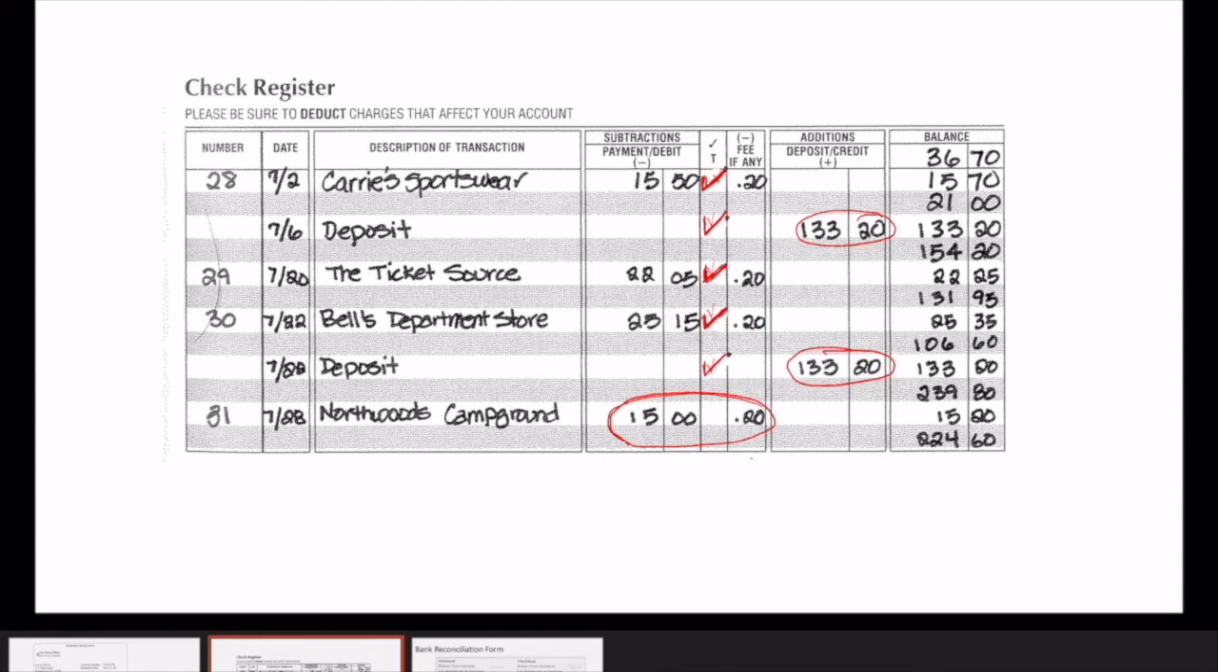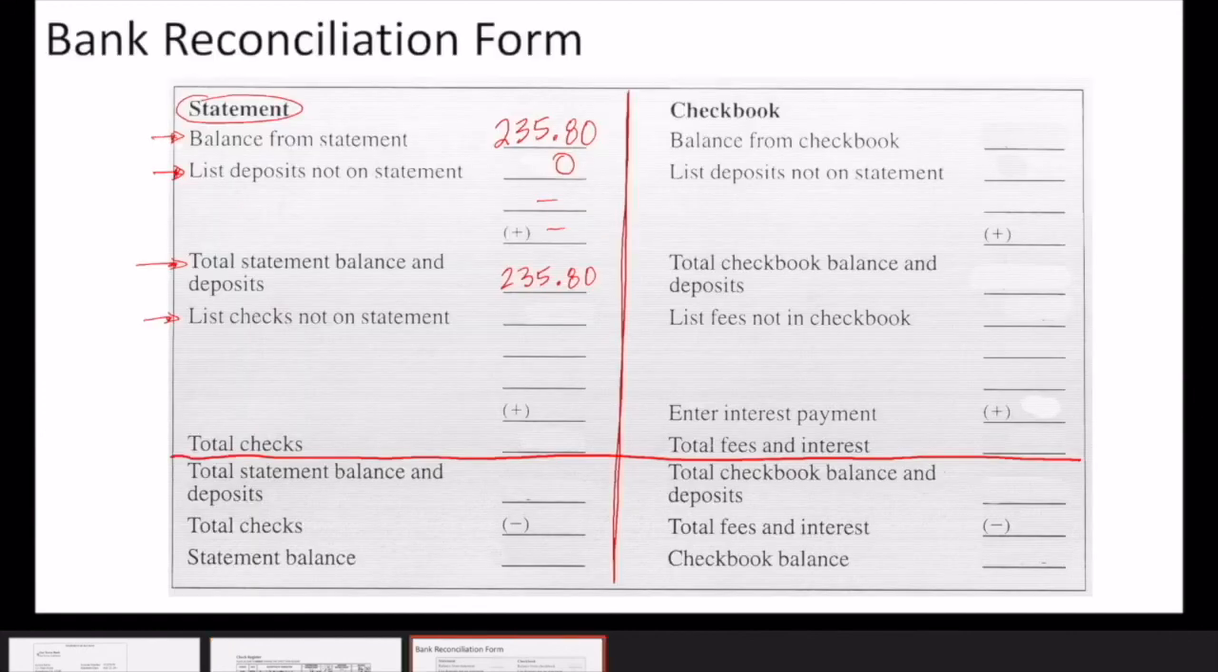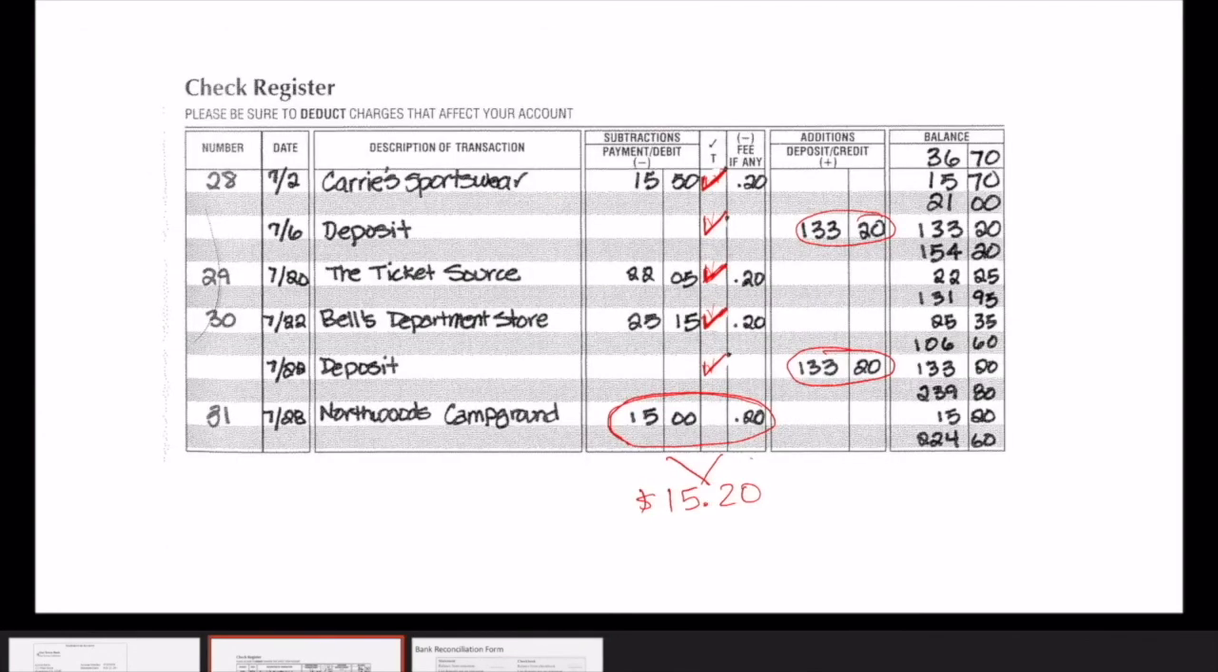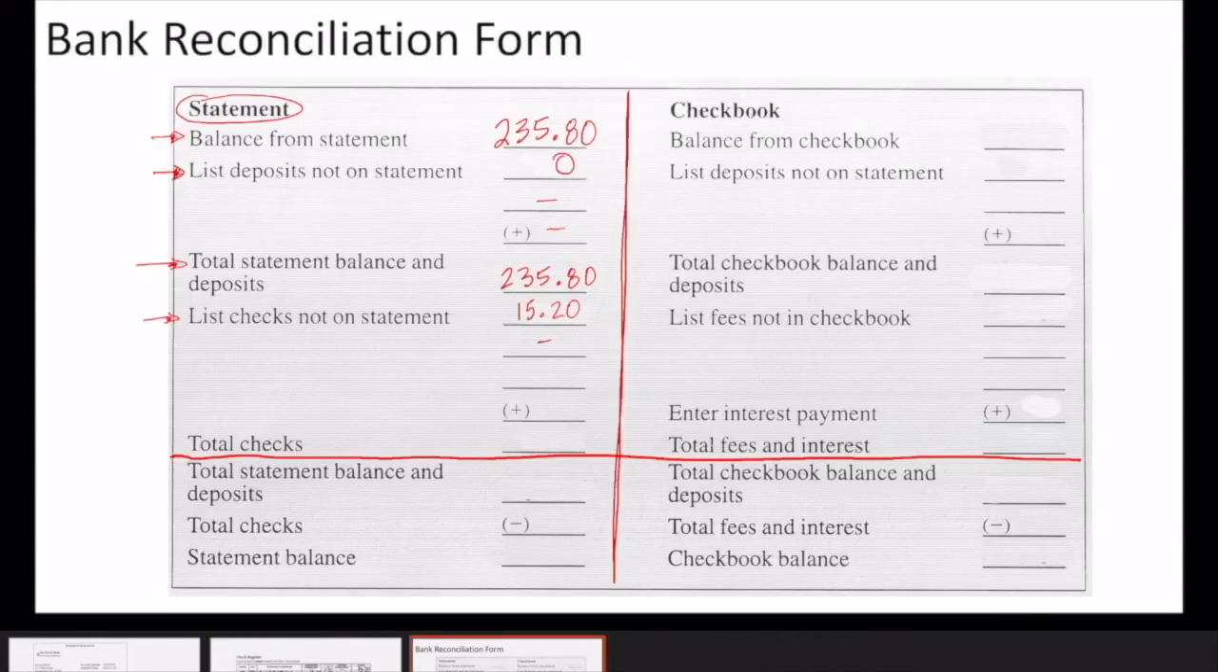So our outstanding check is for $15.20. So let's go back into our reconciliation form, and we will put checks not on the statement, $15.20. There were no more checks in our check register that did not have a check mark by it, so therefore we do not have any more checks. If we had more checks, we would just list them on those lines.